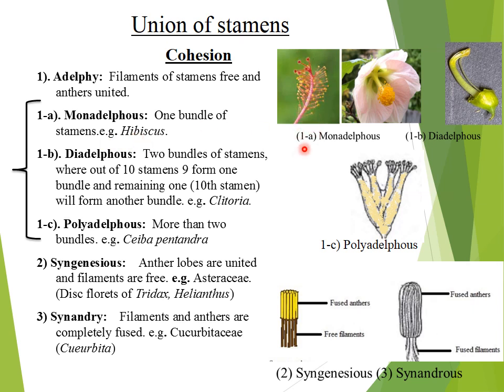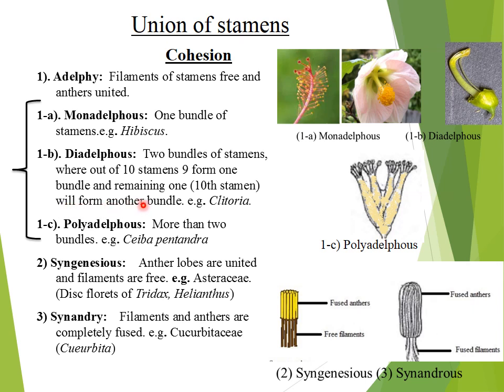Diadelphous, two bundles of stamens, where out of 10 stamens, 9 form one bundle, and the remaining 10th stamen forms another bundle. Example is Clitoria. In 1B, the diadelphous condition, the 9 stamens group together, and the 10th one remains separate. 9 plus 1, two bundles of stamens. Diagram 1C, polyadelphous condition. More than two bundles are present. See in this diagram, number 1, 2, 3, and 4, four bundles of stamens. Example is Citrus.